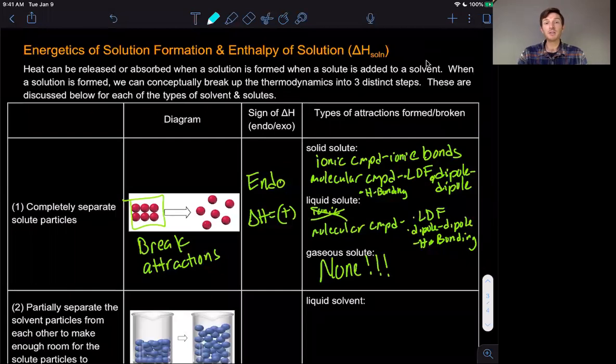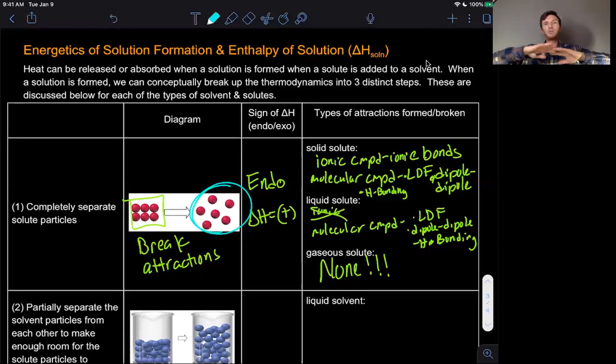So now as you got a chance to predict what you think the types of attractions are that we have to break between gaseous solute particles, what you'll notice is I said there's actually no attractions that we need to break. Now, why would we say that? Even though we may have a polar substance, something that has oxygen bonded to hydrogen that can do hydrogen bonding, or maybe a nonpolar substance, those molecules are so far apart from each other that they don't see each other.